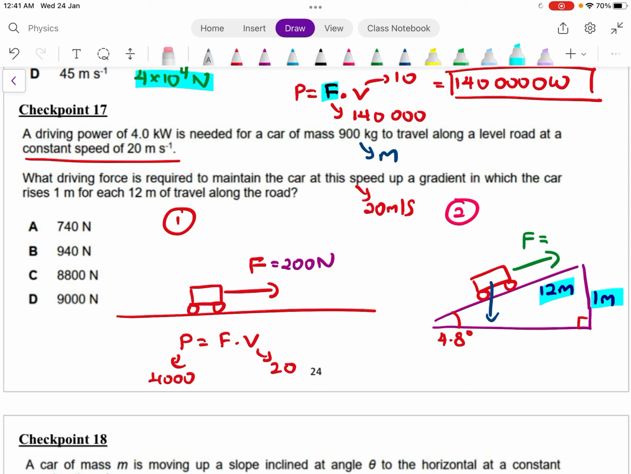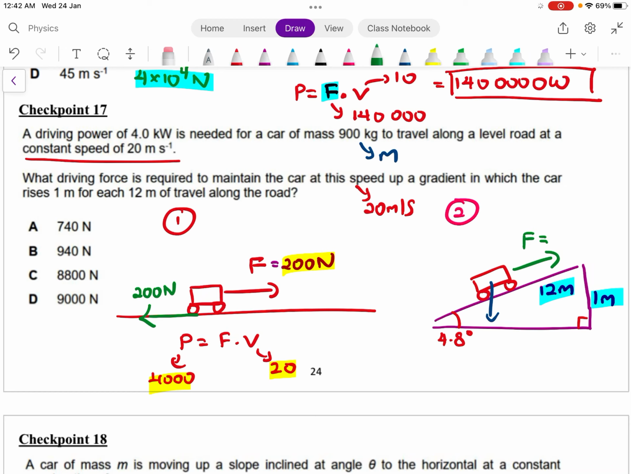Okay, so let's take a look at the case where we are traveling on a level road. The power is about 4000 watts, and of course I travel at a constant speed of 20 meters per second. This means that the driving force will be 200 N, because you simply divide 4000 by 20. Since they say it's a constant speed, I can safely assume that the frictional force acting on the car is about 200 Newton, because with constant speed, acceleration equals 0 and resultant force equals 0.